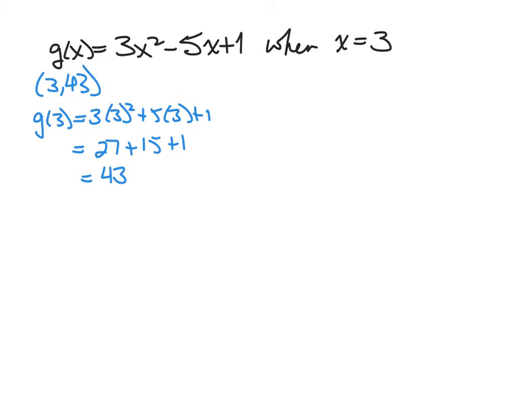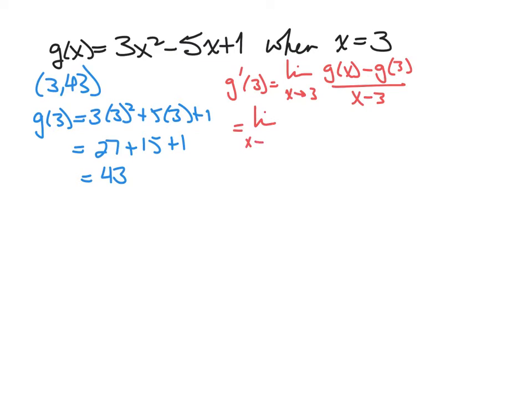In order to find the slope of the tangent line, we're going to need the derivative when x is equal to 3. So we use the numerical derivative, the limit as x approaches 3, of g of x minus g of 3 all over x minus 3. So we substitute first, keeping our limit notation around and keeping our denominator the same.